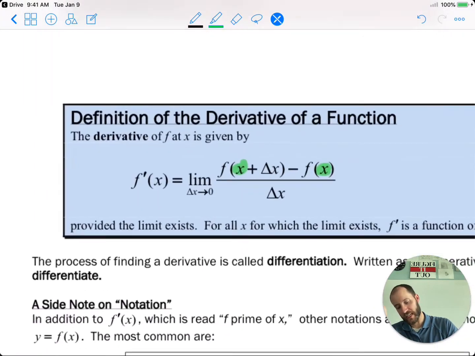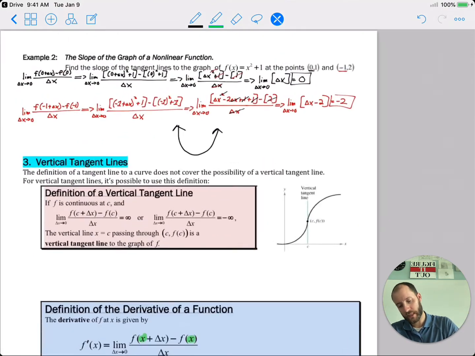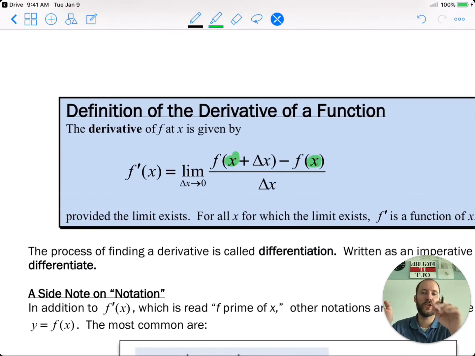The definition says at any point x, because the slope is different depending on where you look, like up here at 0, 1, the slope is 0. At -1, 2, the slope is -2. You'd have to do the limit process every time to find whatever slope you wanted. If you do the limit definition of a derivative of a function, you can find any slope you want. You just choose the x value after you do the limit process.